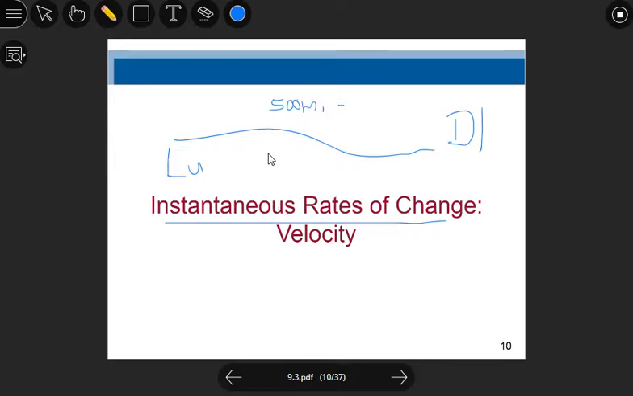Then you need 10 hours for this travel. So your average speed becomes 15 miles divided by 10 hours, so it is 5 miles per hour. This is the average rate of change of your speed, but instantaneous rate of change means speed at each point.